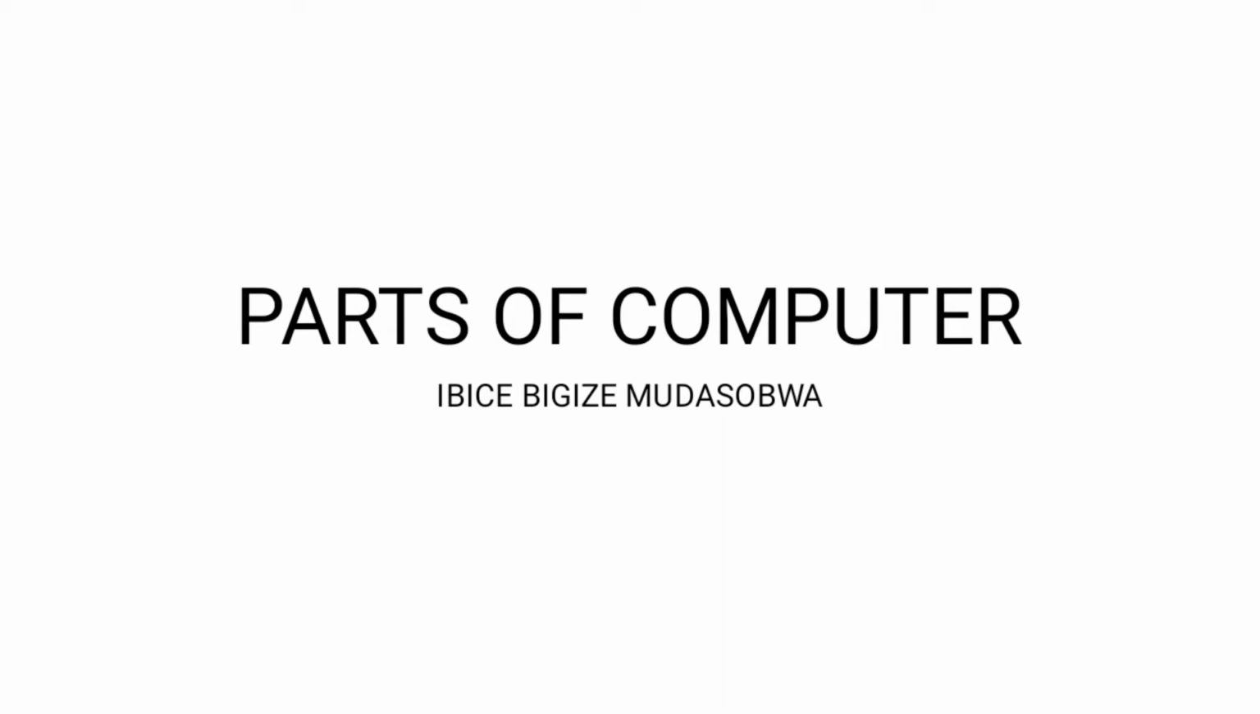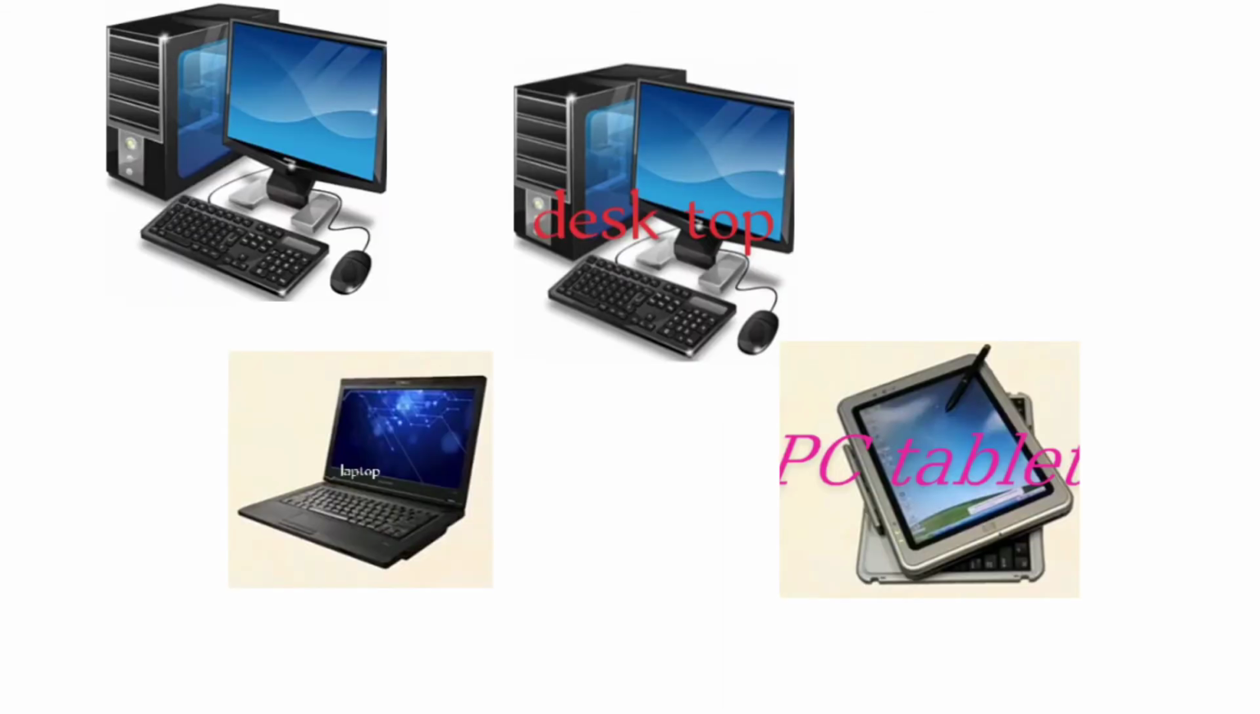In the last lesson, we learned the shortcuts of the computer. Today, we are going to see the parts of the computer. As we see, a computer has two parts, internal part and external part. So, here we have a desktop, a laptop and a personal tablet. So this is a computer. Let us see the internal part and external part of a computer.